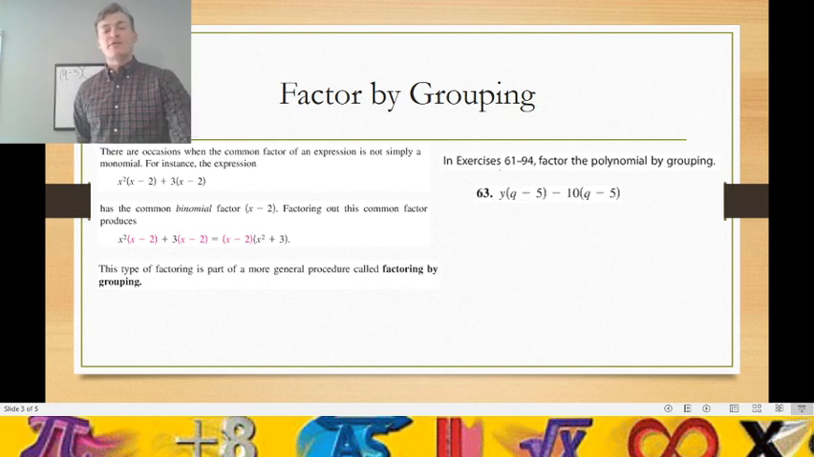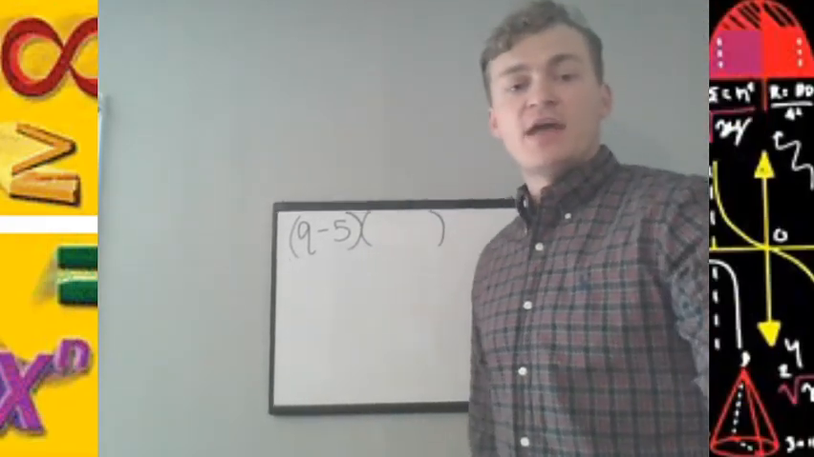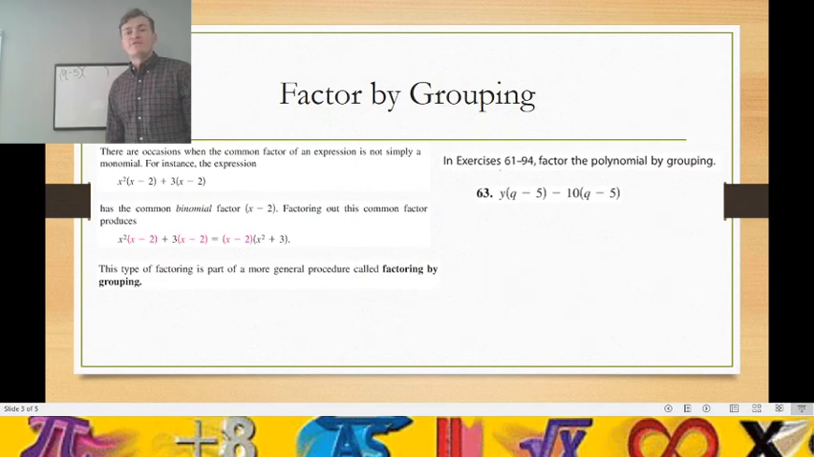So we begin our factoring by taking the common factor, the greatest common factor of q minus 5, and moving it out front. When we factor out the q minus 5, what do we leave behind here? For the first term, we have simply the y. And for the second term, we have the 10, separated by a minus sign. So that's minus 10.